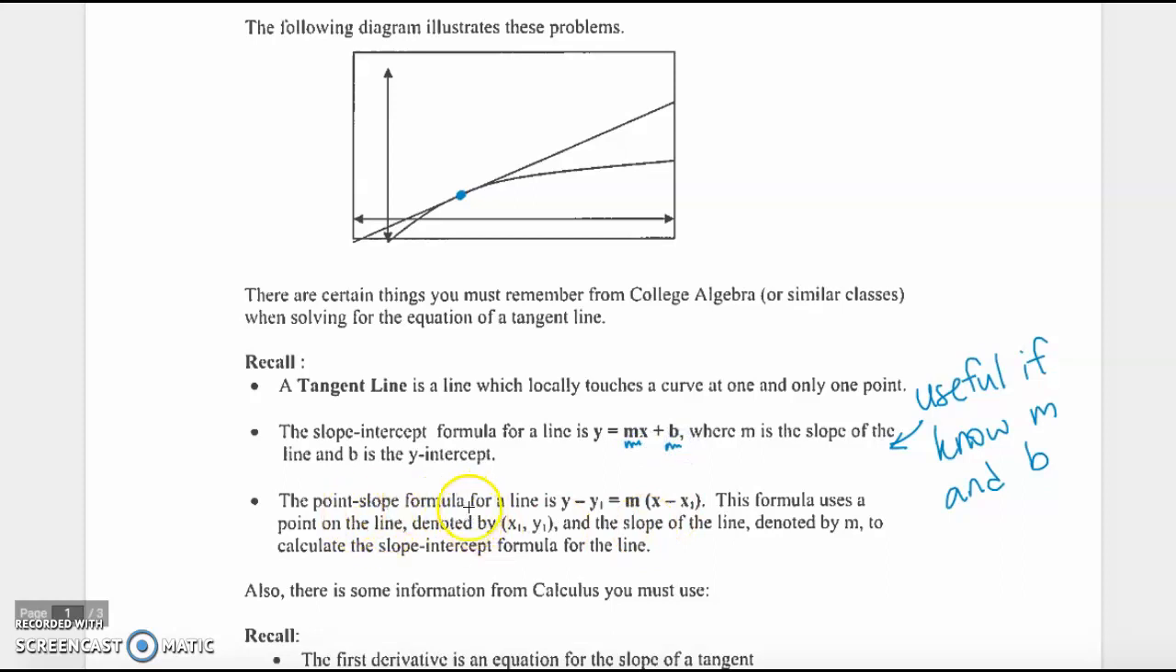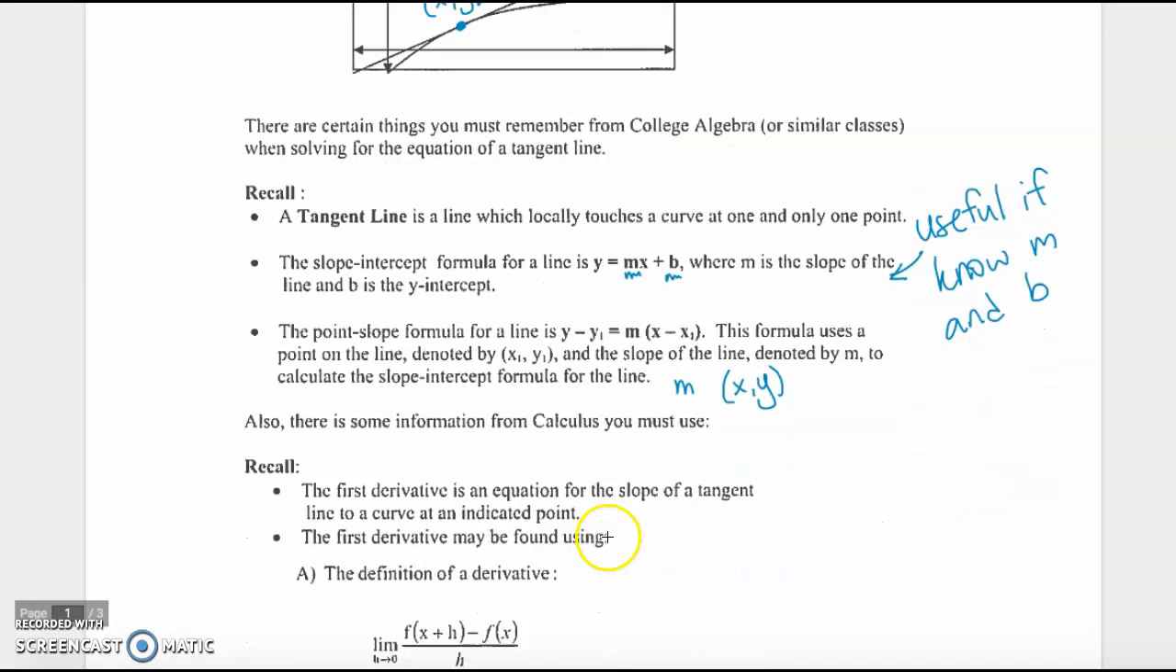The point-slope formula for a line is y minus y1 equals m times x minus x1. And this formula is more useful for calculus because it doesn't require us to know the y-intercept. It just requires us to know the slope and then a point on your line. And so when we're finding the equation of the tangent line, what we're basically going to be doing is figuring it out at a particular point, and then calculating the slope of that line at that point. And so for the most part, your equations of your tangent lines are going to be in this form. So this is something you have to know.